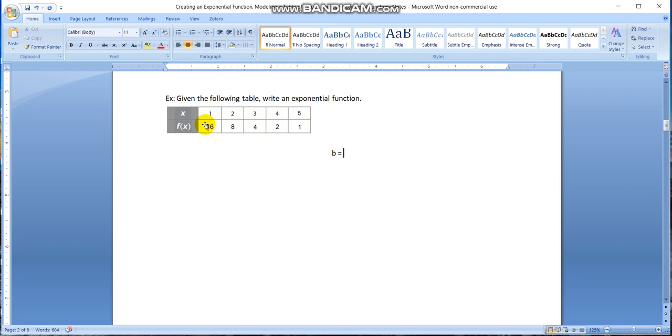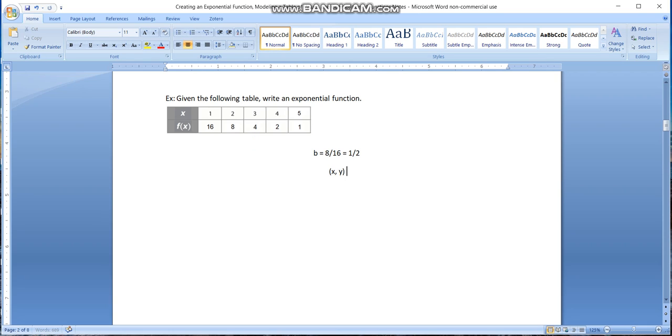So one way you could do it, if you guys don't know how to do that quick calculation, just take the second term and divide it by the first. So 8 divided by 16, and that equals 1/2. Okay, so next what we need to do is we need to choose any xy value.